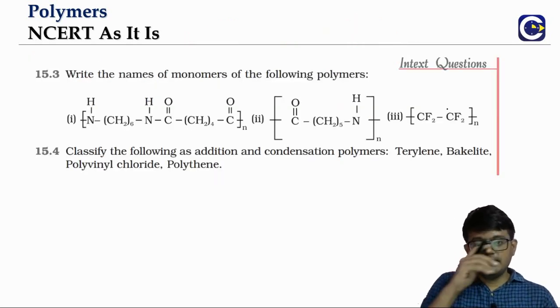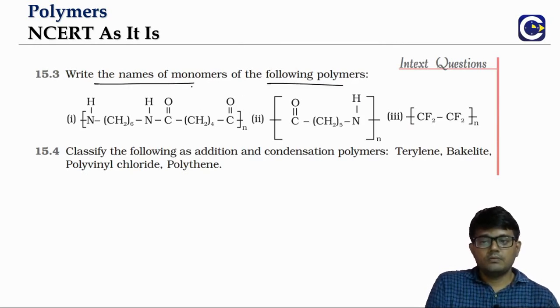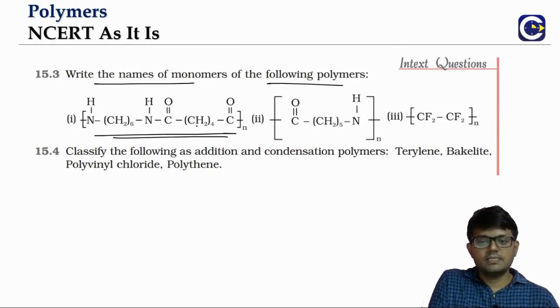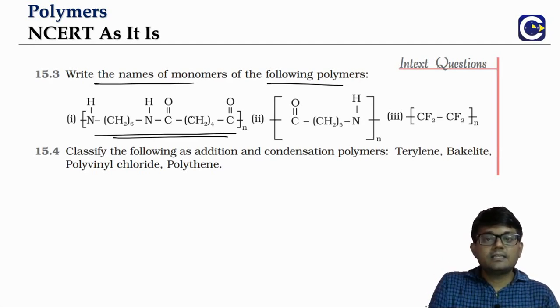Look at this. We have some in-text questions. Write the names of the monomers for the corresponding polymers. What is this? I'm sure by looking at this, because we have been going through it, by looking at the structure itself, we can say it is nylon 6,6. What are the monomers? Hexamethylene diamine and then adipic acid. Adipic acid is a 6 carbon dibasic acid.